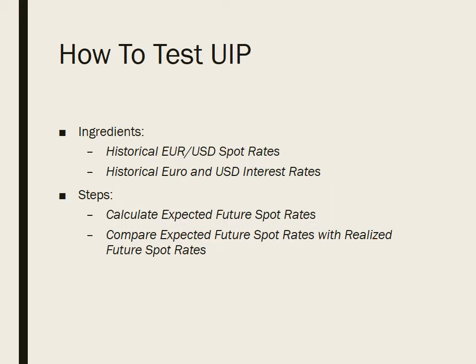In order to test the uncovered interest rate parity condition, we used historical euro-dollar spot rates and historical euro-dollar interest rates. The first step is calculating the expected future spot rates. Then, we compare the expected future spot rates with the realized future spot rates to see if the UIP holds.